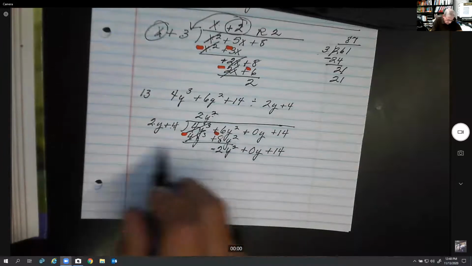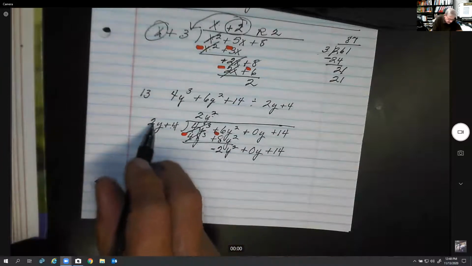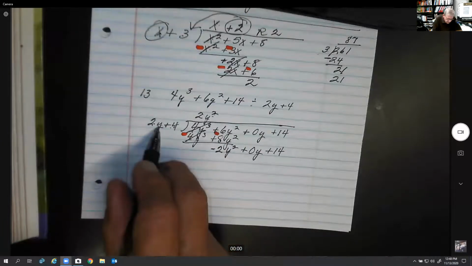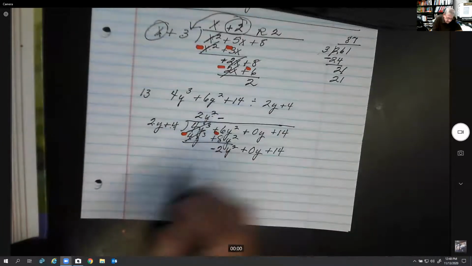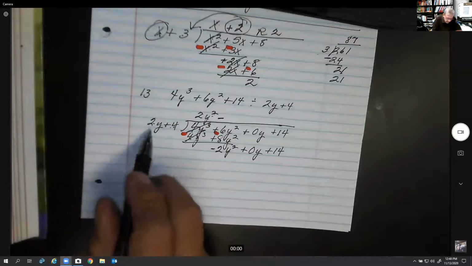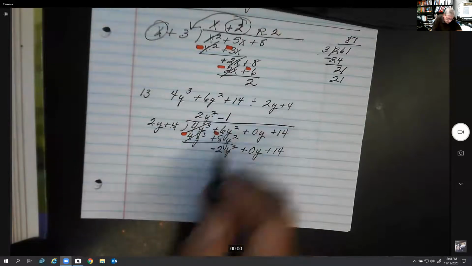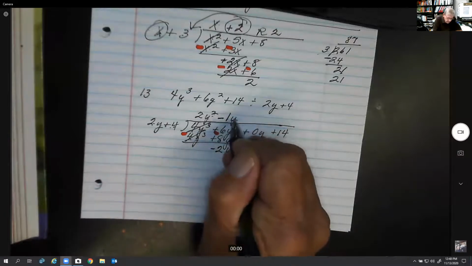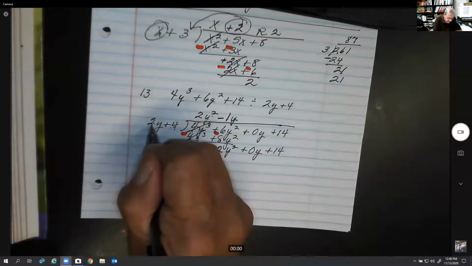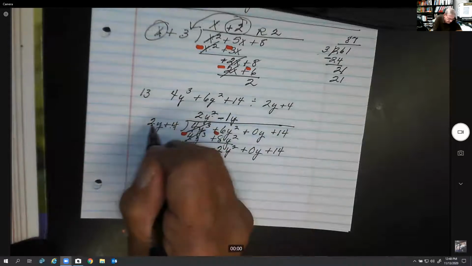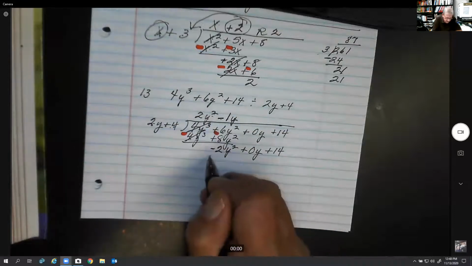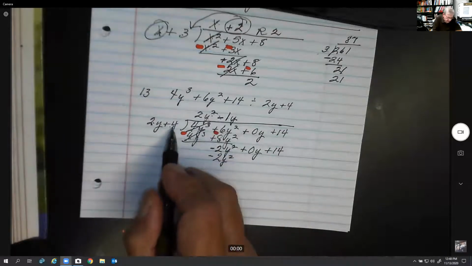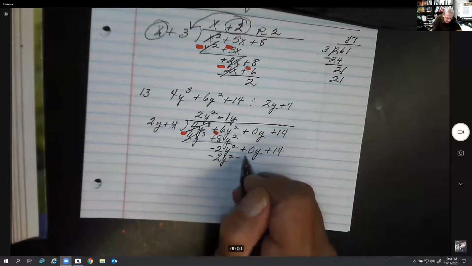Okay, so what I'm concerned about is getting this 2y to look like a negative 2y squared. So I just need a negative to make the negative, and I already got the 2, so all I need is a 1, and I need a y. So negative 1y times a positive 2y is a negative 2y squared. A negative 1y times 4 is a negative 4y.